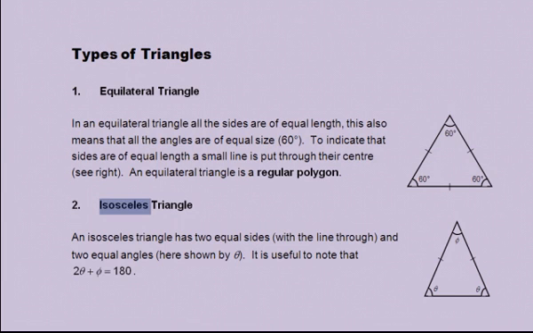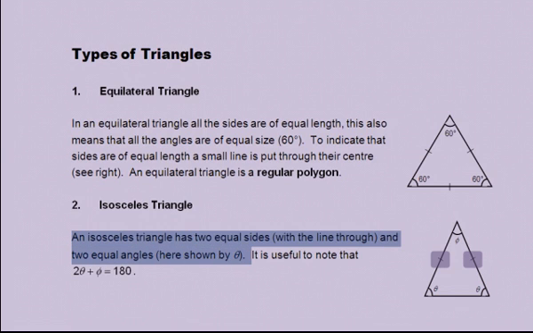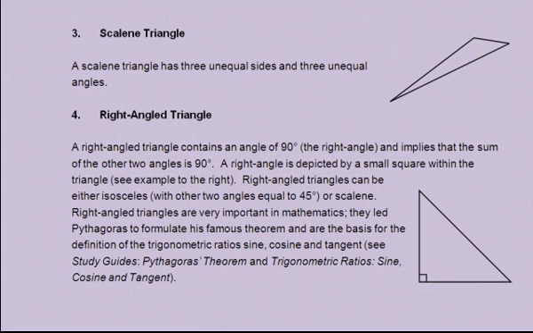Type 2. An isosceles triangle. An isosceles triangle has two equal sides with the line through them, and two equal angles, here shown by theta. It is useful to note that 2 theta plus phi is equal to 180. Type 3. A scalene triangle. A scalene triangle has three unequal sides and three unequal angles.